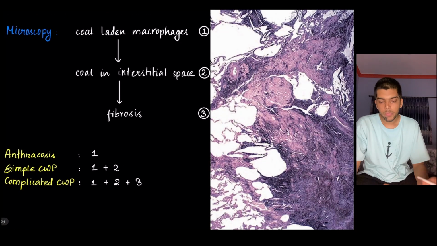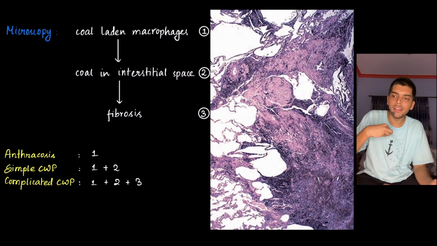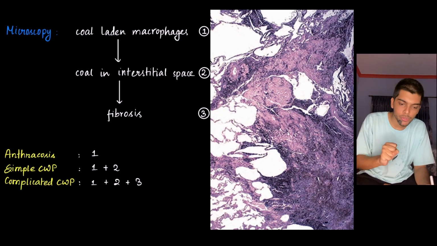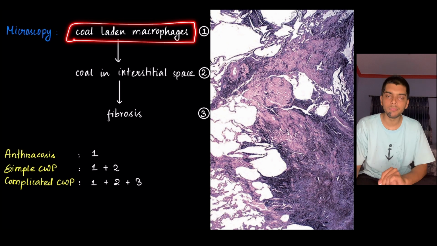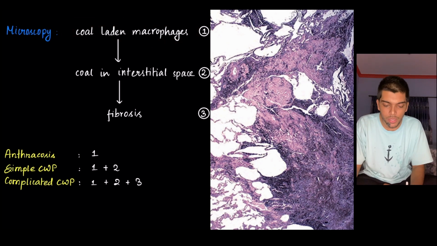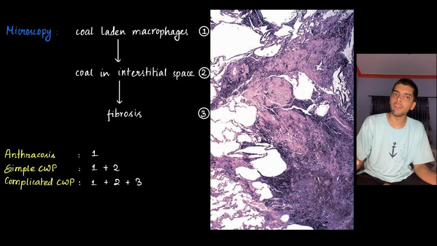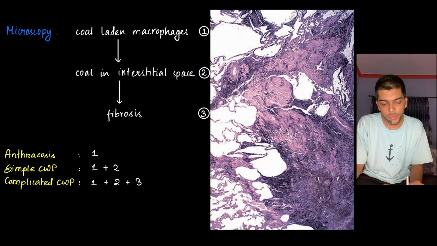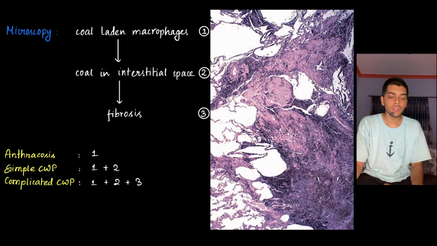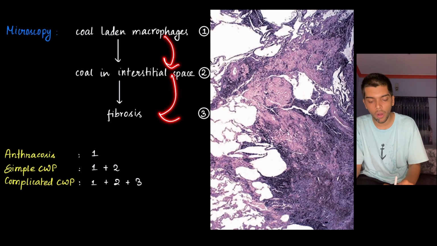Microscopy. See, relate with pathogenesis. So first, the coal entered inside, it reached the alveoli. Inside the alveoli, the coal gets eaten up by the macrophage. So you get coal-laden macrophages. Alright. Now the deposition of coal takes place in the interstitial space as well. So coal in interstitial space. In response to all this, inflammation takes place, which is followed by healing by fibrosis and then scar formation. So there is fibrosis as well. So as the condition worsens, the microscopical stages get added up as well.